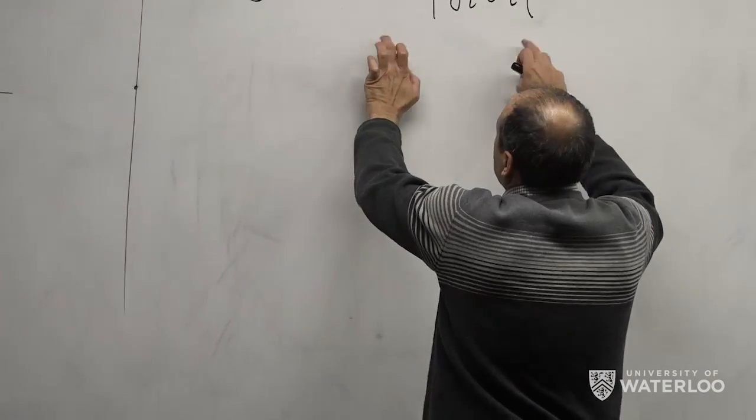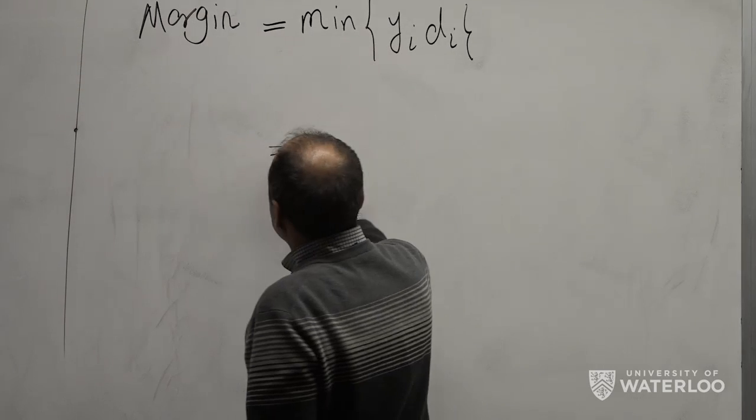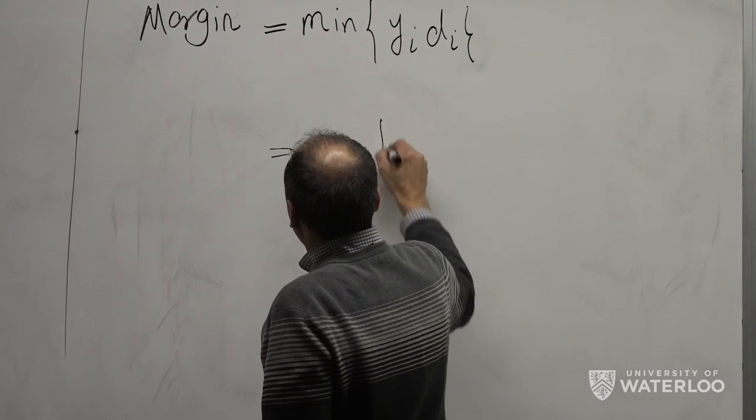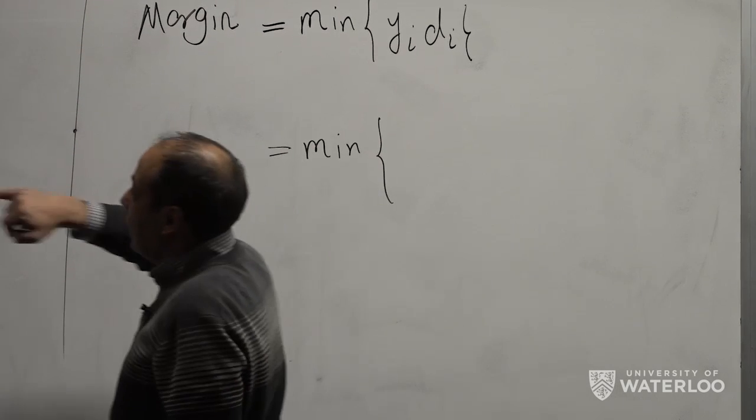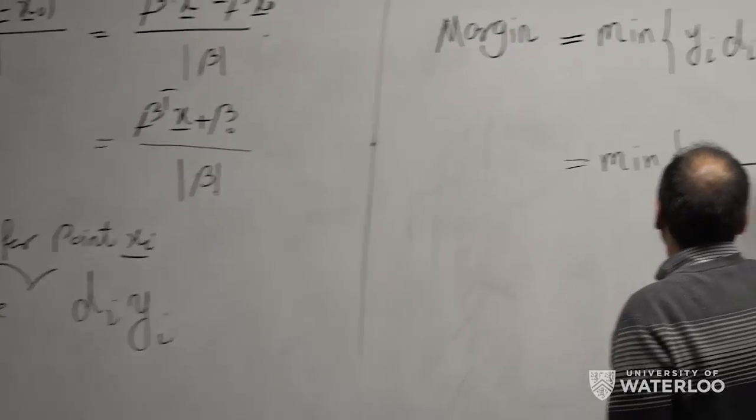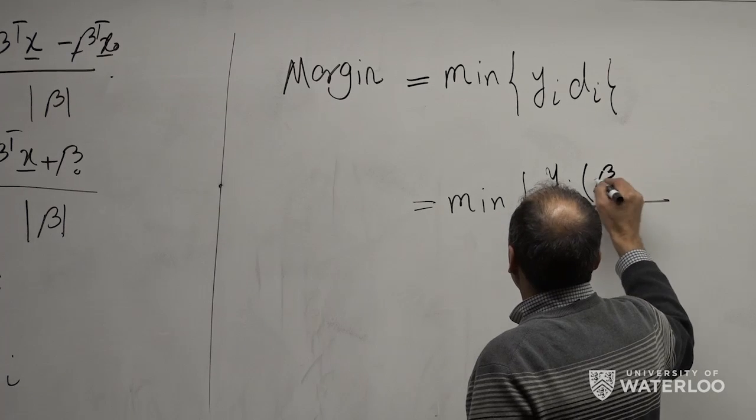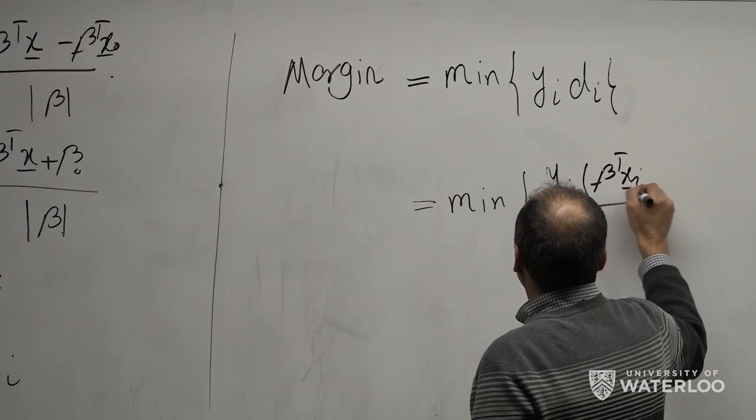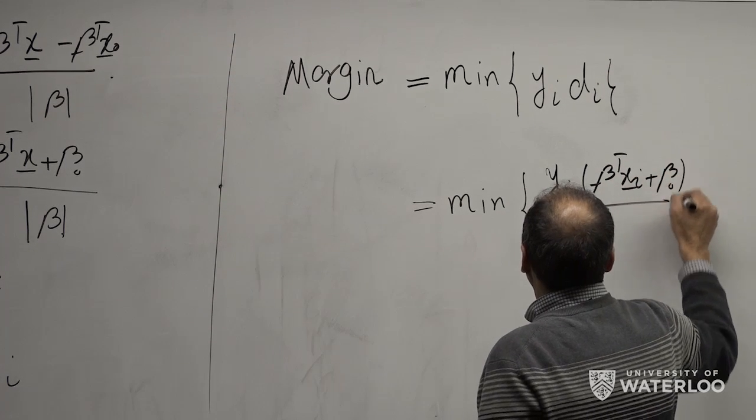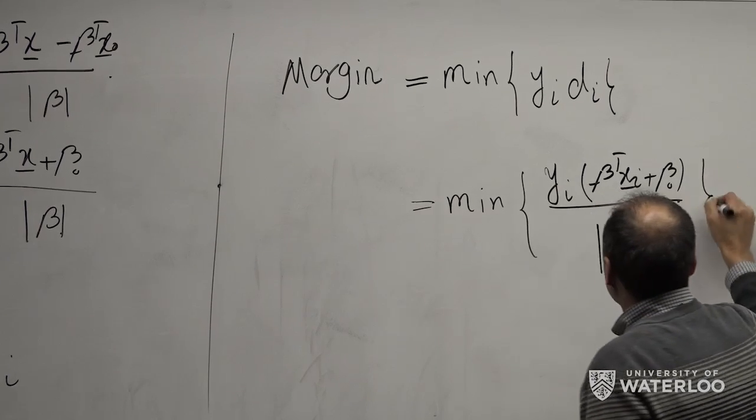So now I need to find this margin. Margin is the minimum of yi times di, but I know what di is. So it's yi times beta transpose xi plus beta null, divided by the norm of beta.